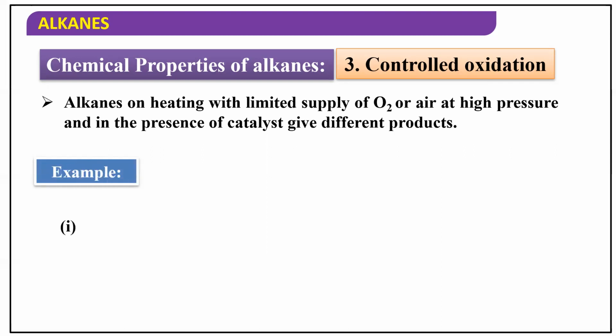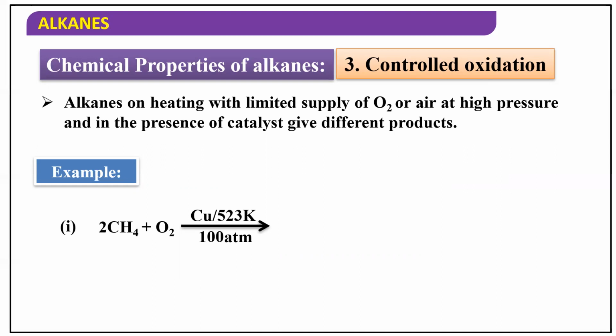Let's take an example here. Methane, which I again take, is made to react with oxygen in the presence of copper at 523 Kelvin and 100 atmospheric pressure. So you can clearly see temperature is also involved, which is quite high. A catalyst is also involved, and pressure is also involved. So all the three external factors which will alter the course of the reaction are present: catalyst, temperature, pressure.